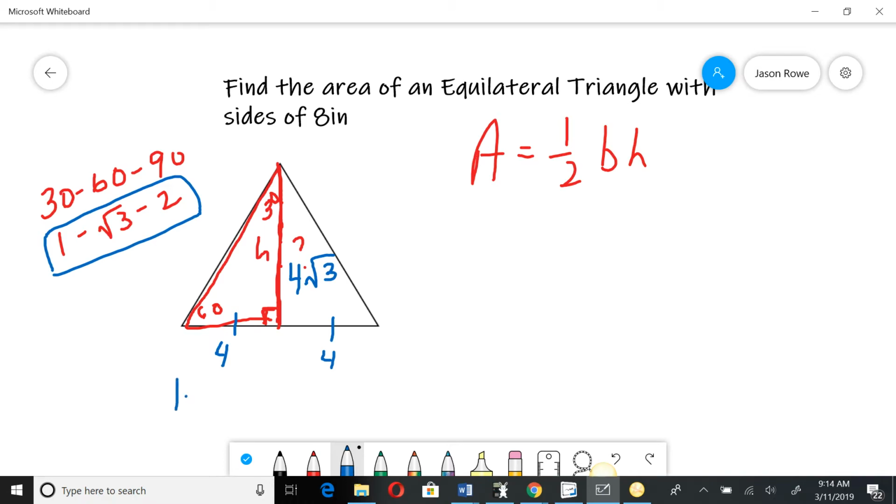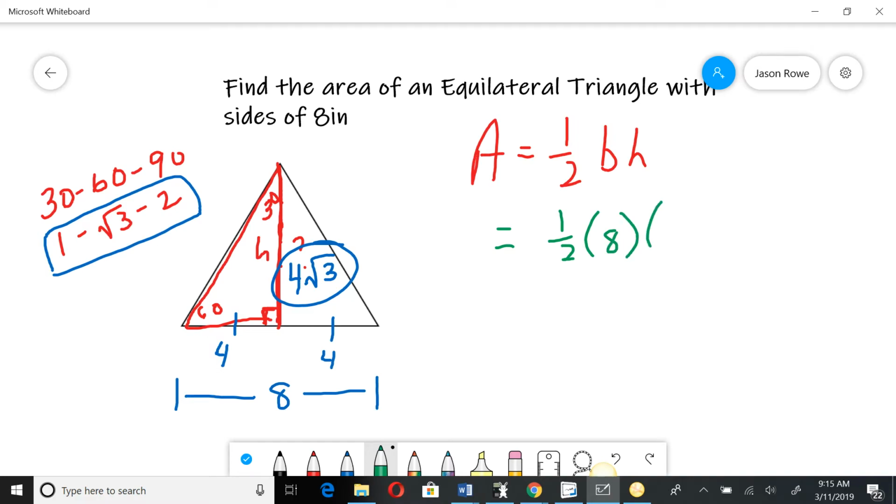So now I have my base, which is 8, and I have my height, which is 4 square root of 3. Now I can find my area. The area is 1/2 times the base, which is 8, times the height, which is 4 times the square root of 3. I multiply 1/2 times 8 is 4, and then 4 times 4 is 16. So this will be 16 times the square root of 3 inches squared.